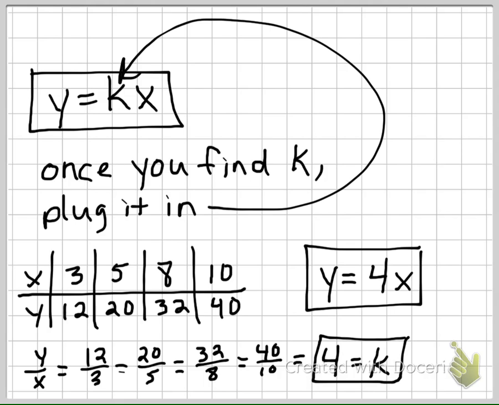So again, in order to find k, I did y over x. I saw that it was the same number for everything, so that's my k value. I plugged that k in, and I've got my equation.